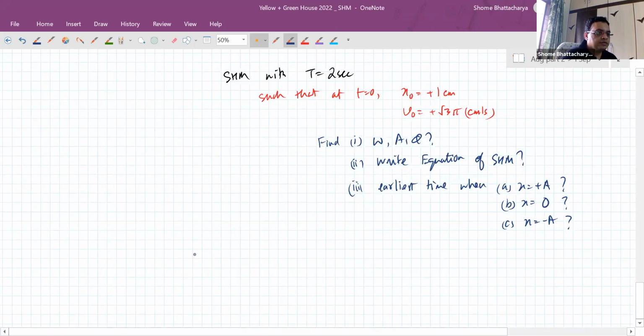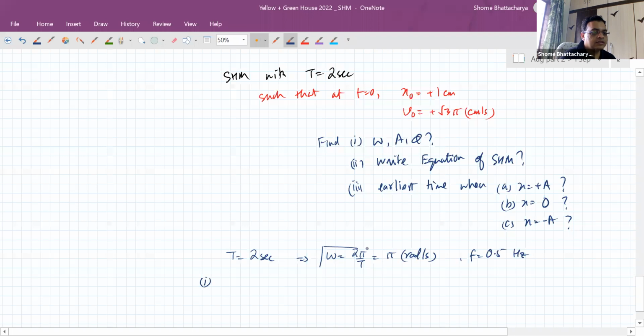So you can start with the understanding that time period is 2 seconds, which means omega is pi radians per second in SI units. Frequency, if you like, is 0.5 hertz, not required over here. Okay. Now we come down to the formula. Here we have omega already, which was asked in the first part. So this is part of the first question only.